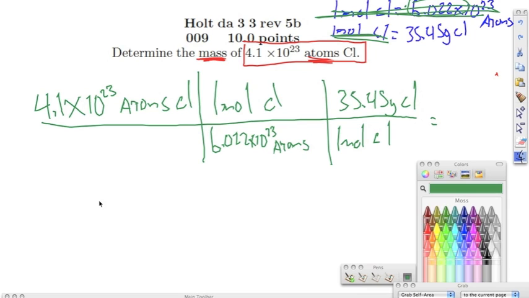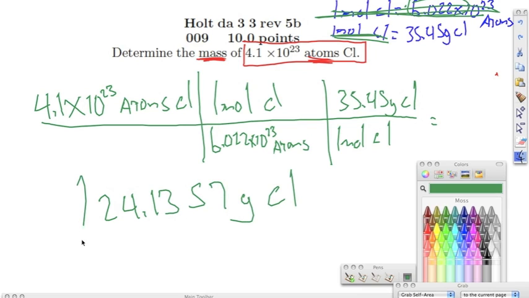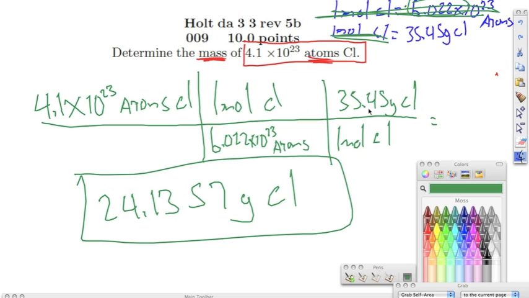Okay, and we should get an answer right around 24.1357 grams of chlorine. Okay, it's a 2-step problem, but remember, we basically do the same exact thing. It's 2 problems. Here's our first problem, right there, and here's our second problem.